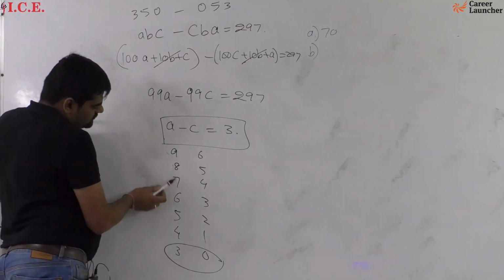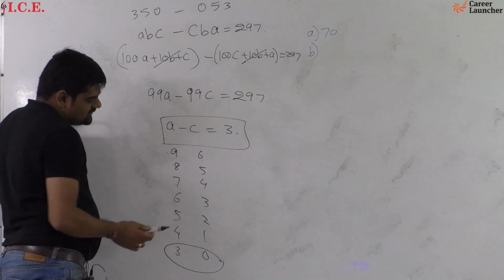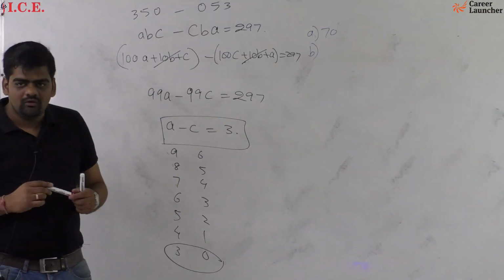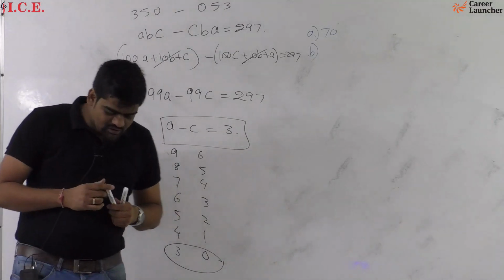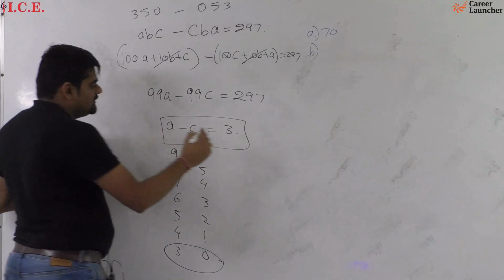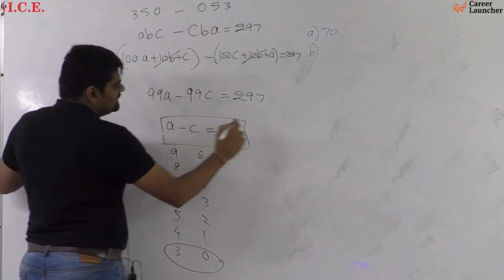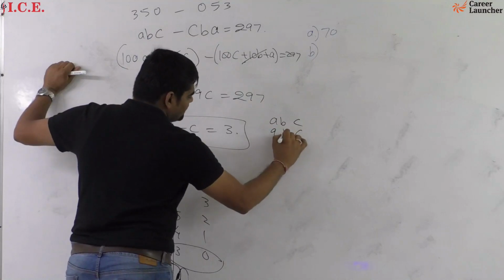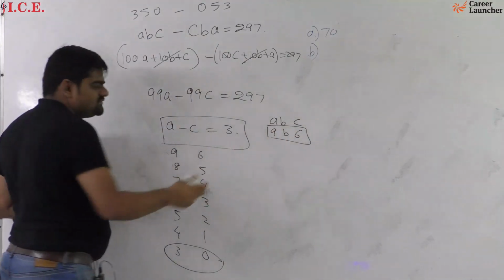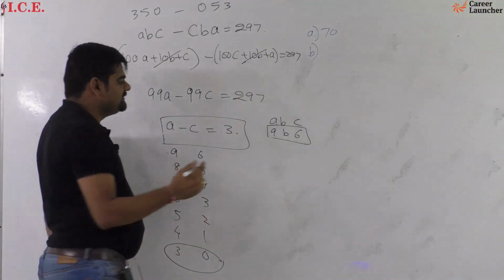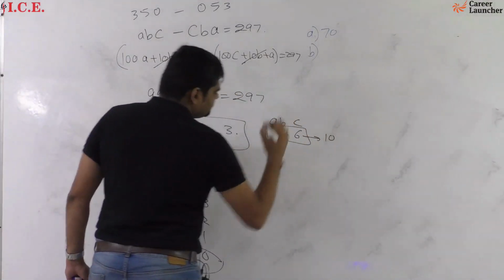So it is 1, 2, 3, 4, 5, 6 and 7. Right? Will the answer be 7? No, right? Why? Because you have to understand that there is also a B. We have just defined A and C, so the number is ABC. So I can have 9 and 6 with a B in between: 906, 916, 926, 936. So there will be 10 such numbers, right?